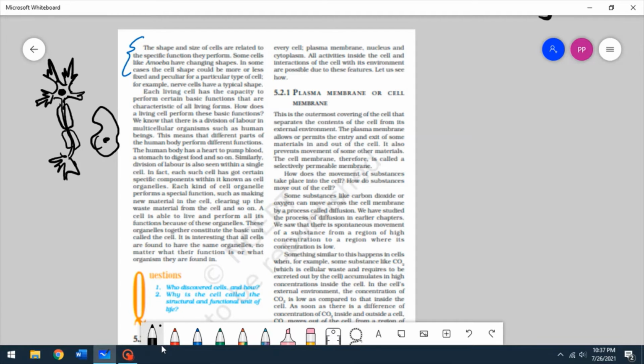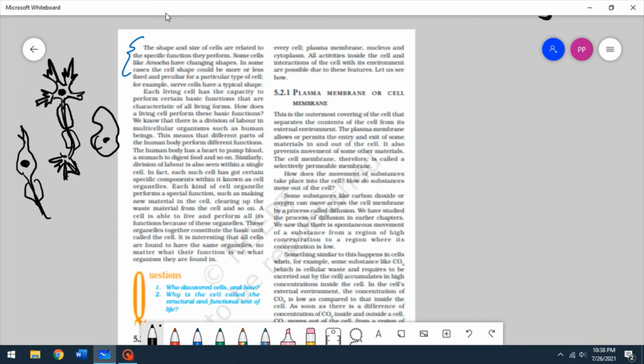In some cases, the cell shape could be more or less fixed and peculiar for a particular type of cell, right? And not all neurons look like this. There are a few neurons that look just like that. Alright, there's just one branch, and then this is the axon again. But they have a more or less fixed shape. There's a cell body, and then there's the axon, and then there's the terminal fibers and everything. That's the fixed shape that they're talking about here.